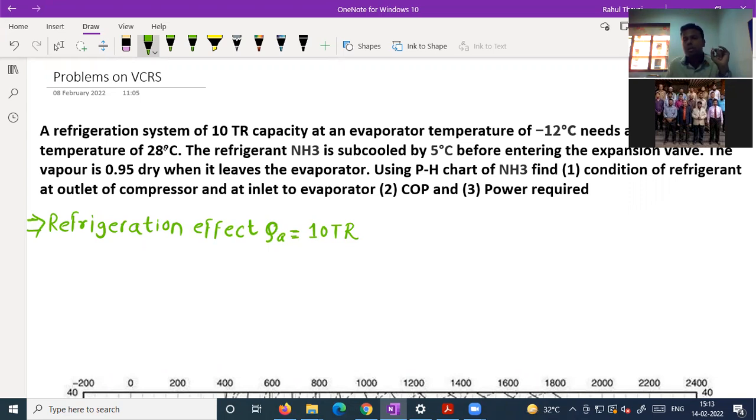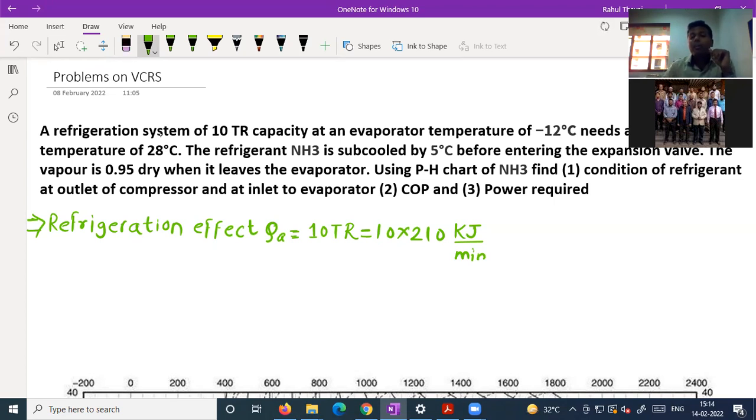10 tons. Simple. But this 10 tons you can't take as it is. We need to convert that into kilojoule per minute. Simply when you multiply this 10 by 210, it gets converted to kilojoule per minute. We already saw how to convert tons into kilojoule per minute. So we want a refrigeration effect of 10 TR, that is 10 into 210 kilojoule per minute.